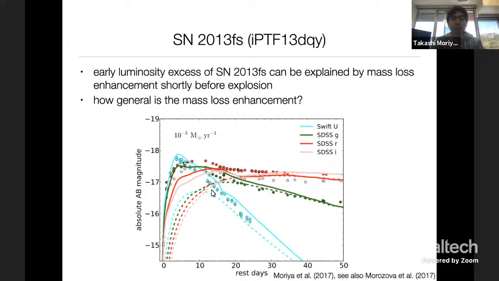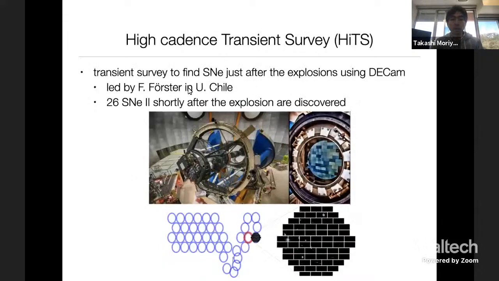So far I showed the case of this particular supernova, but of course the next question is how general a mass loss enhancement is in these red supergiant explosions. To investigate this generality, we collaborated with people at the University of Chile, and they performed a high cadence transient survey using DECam. Their purpose was to observe shock breakouts from supernovae, and they found 26 type 2 supernovae just after the explosion.